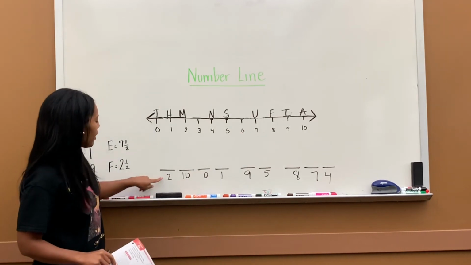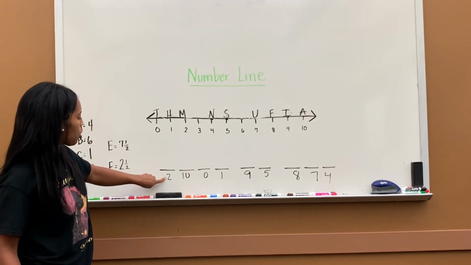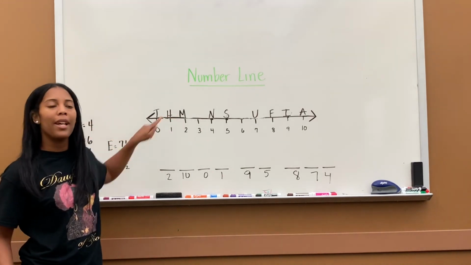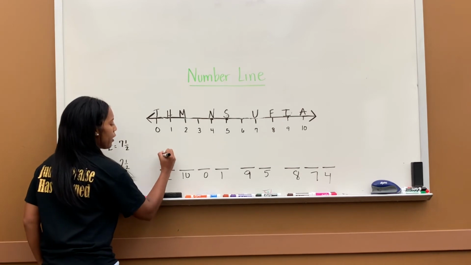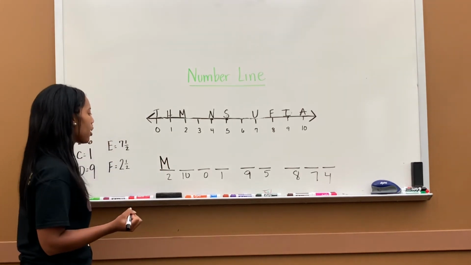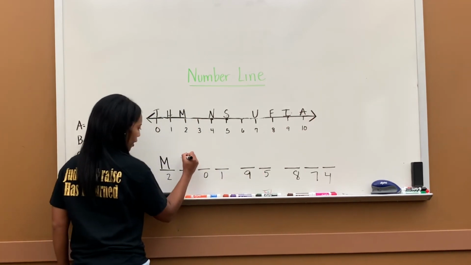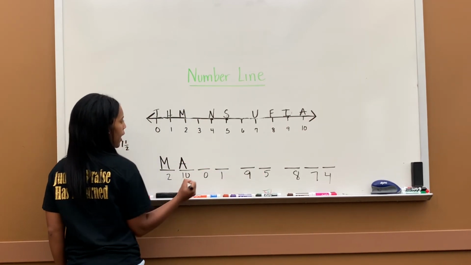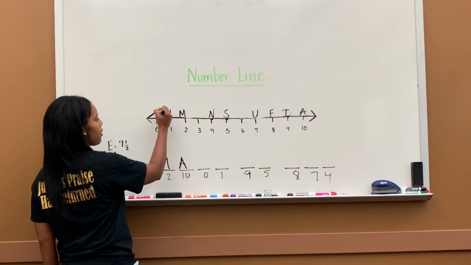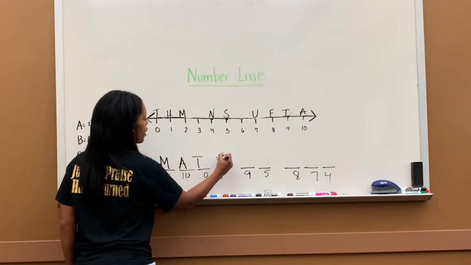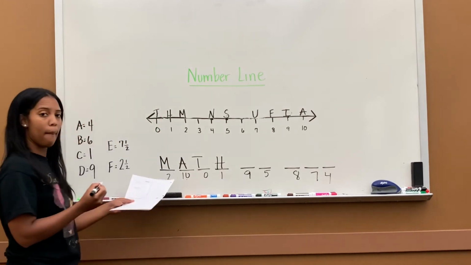What you're gonna do is look at the number, which is 2, and you find 2 on your number line. What letter is above 2? M. So that's what you're gonna put here, M. Okay, let's go to 10. We find 10 on the number line. What's the letter? A. We're cracking the code. Next we have 0. What's the letter above 0? T. And then 1, what's the letter? H. So we know our first word is math.